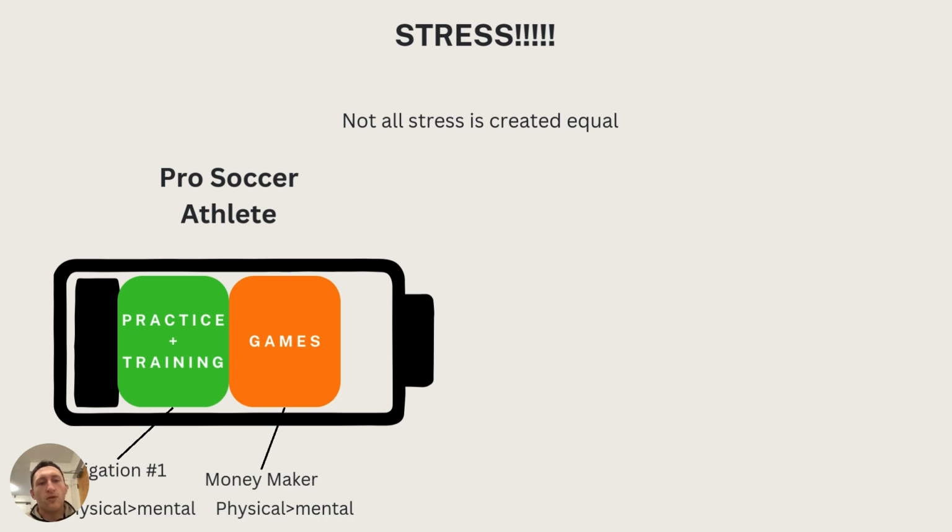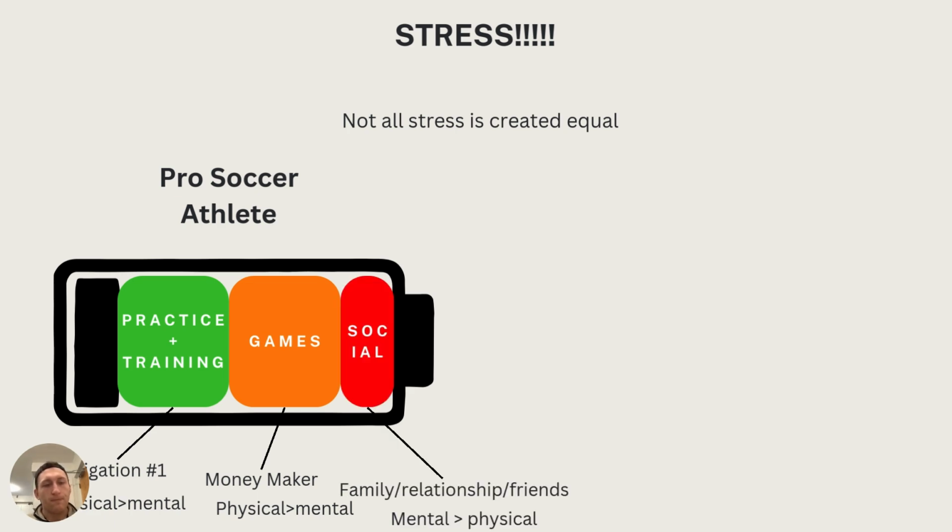Then the second bulk of their energy is probably going to be taken up by games. That's the big money maker. Game day is everything, but still more of a physical than mental load, typically. You get the point. And then the leftover of their battery is the social part of the battery, family, relationship, friends. And that's typically going to be more of a mental than a physical input and output.